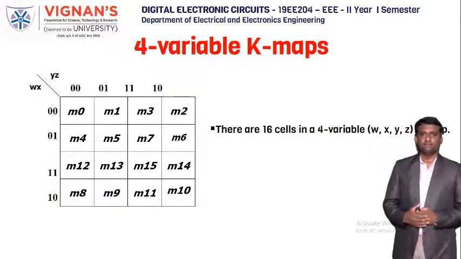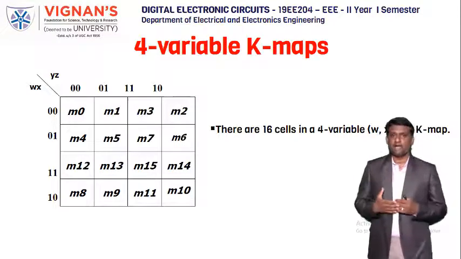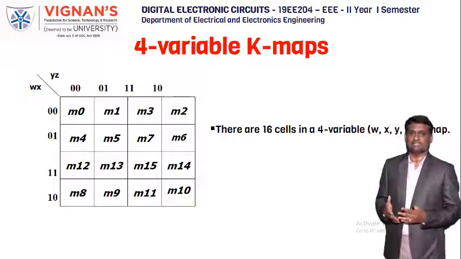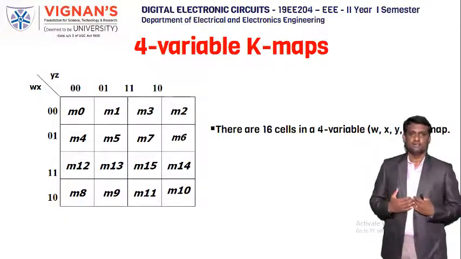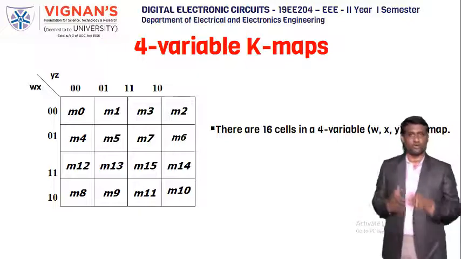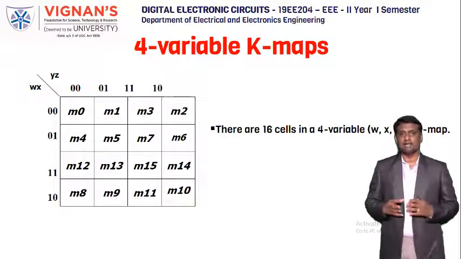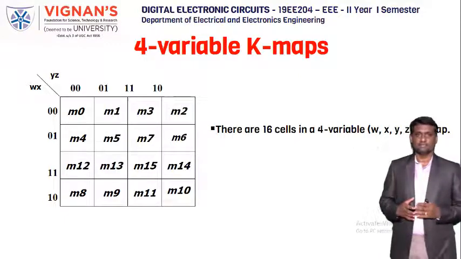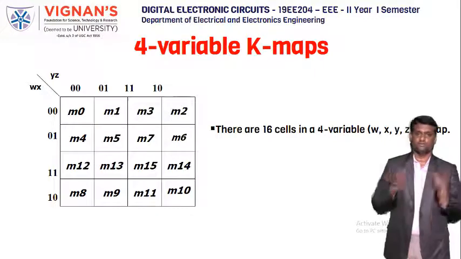Next one is the 4 variable K-map. The number of variables is 4, so the number of cells is 16, that is 2 power 4. The 4 variables we considered here are W, X, Y, Z. These total 16 cells are represented in columns and rows format like 4 columns and 4 rows.